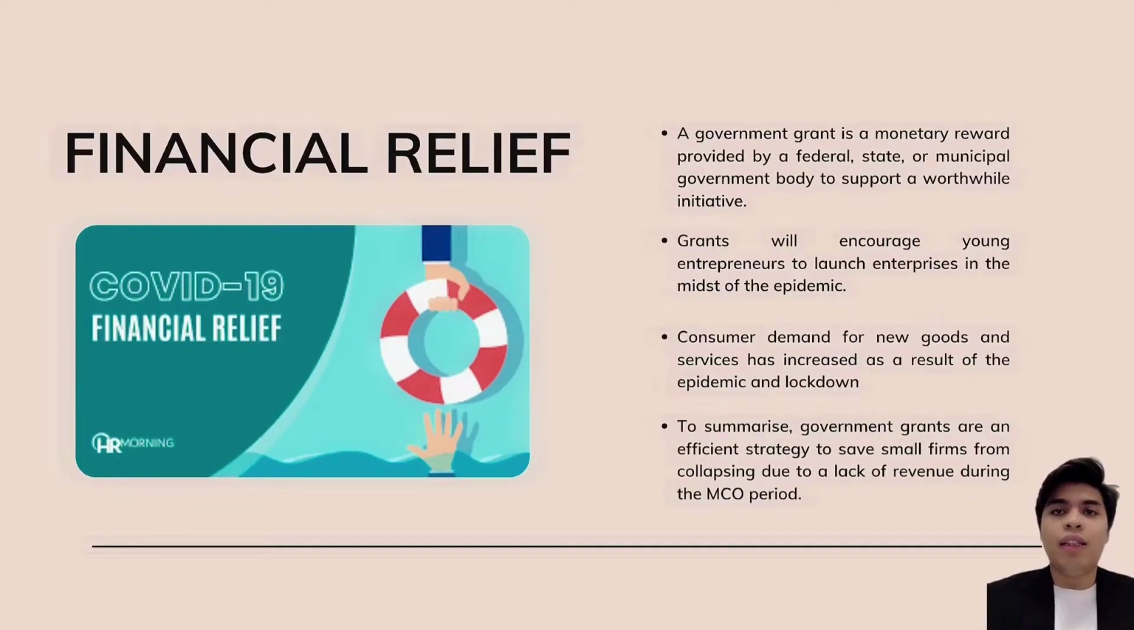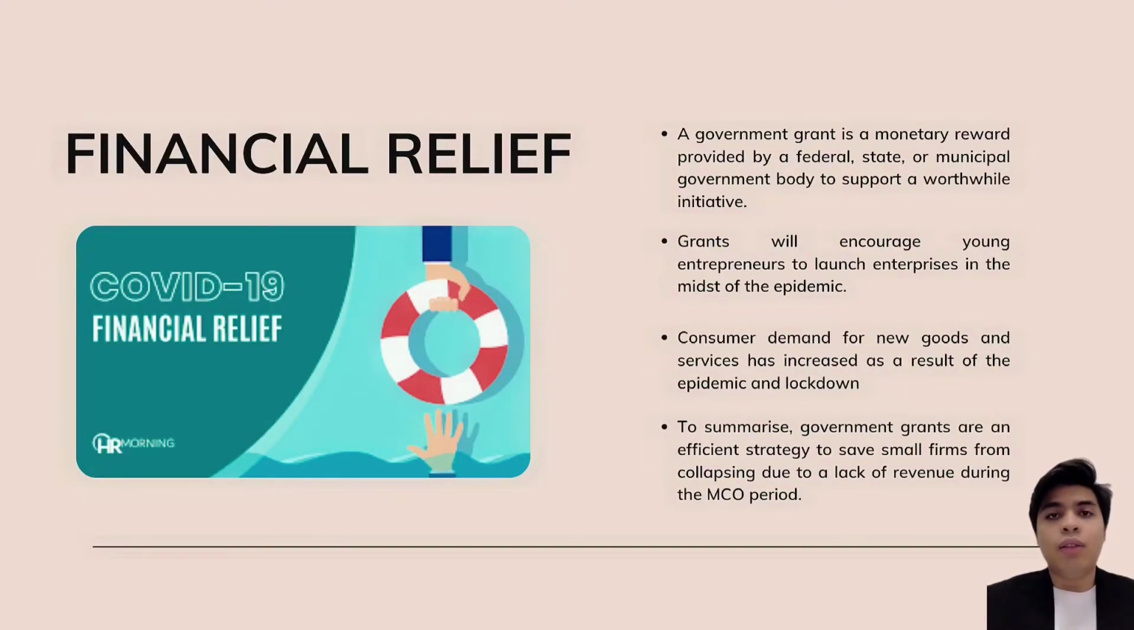The next slide is financial relief. A government grant is a monetary reward provided by the federal or state government body to support a worldwide initiative. Furthermore, grants will encourage young entrepreneurs to launch enterprises in the midst of the epidemic. When the MCO expired, Malaysia's economy will be able to recover from recession because there will be no employment for people to return to. The next one is that consumer demand for new goods and services has increased as a result of the epidemic and lockdown.